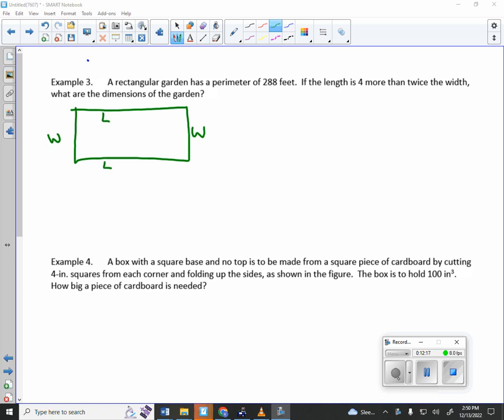Now, the part that I would really like to see you write down is the second part, which says the length is 4 more than twice the width. And this is a piece that you're going to have to try and interpret. Length is 4 more than twice the width. So I can say 4 plus 2w for that. See that?